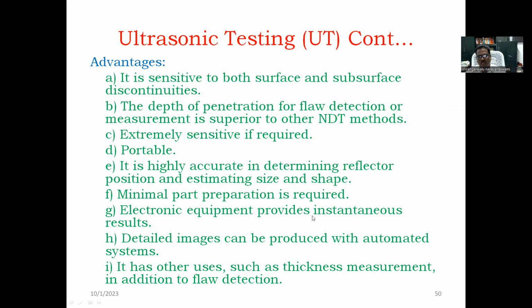Electronic equipment provides instantaneous results. Detailed images can be produced with the automated system. It has other uses such as thickness measurement in addition to flaw detection. Ultrasonic testing method, same principle. We are able to measure the thickness also.